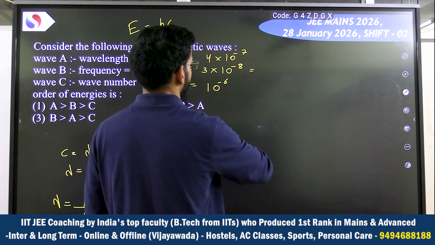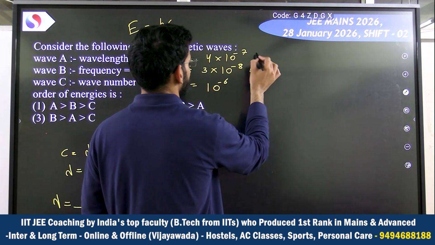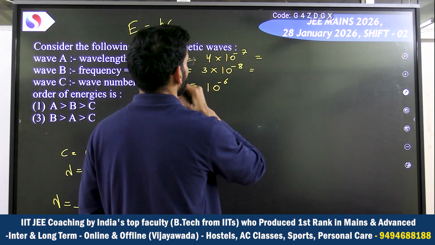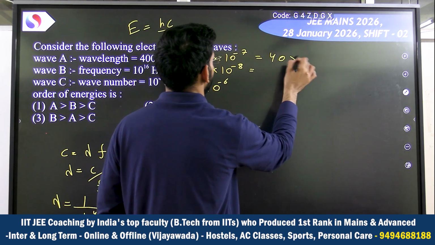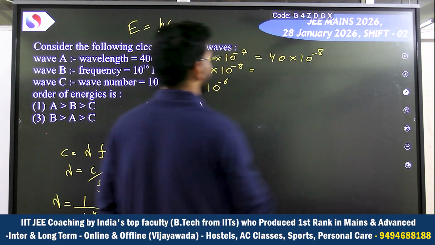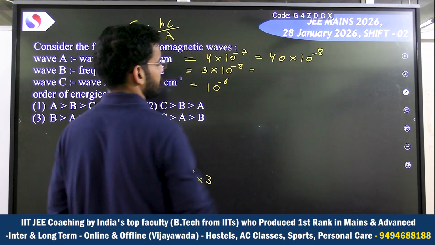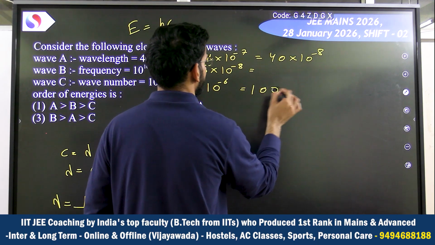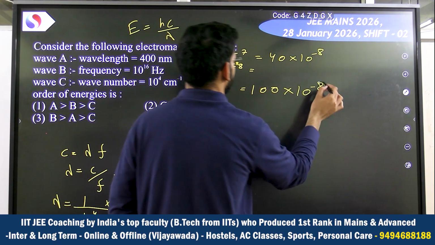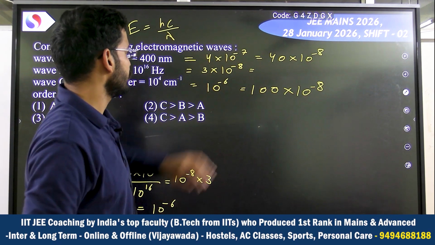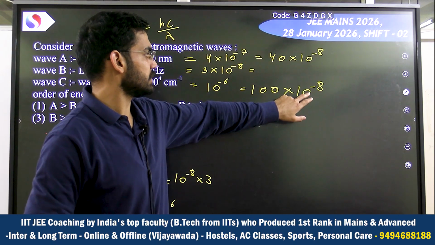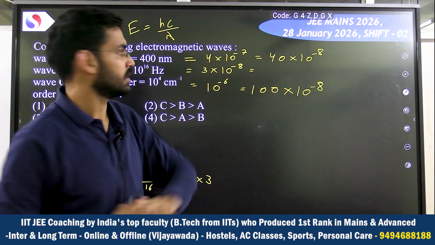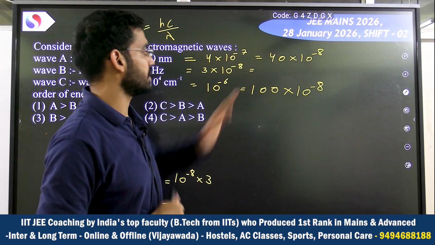So I will go with 10 to the power minus 8. Wave B is 3 into 10 to the power minus 8. Wave A will be 40 into 10 to the power minus 8. Can we say like this? And here this is 100 into 10 to the power minus 8, that is 10 to the power minus 6. So if you compare, the factor 10 to the power minus 8 is the same. Now you can compare 3, 40 and 100.